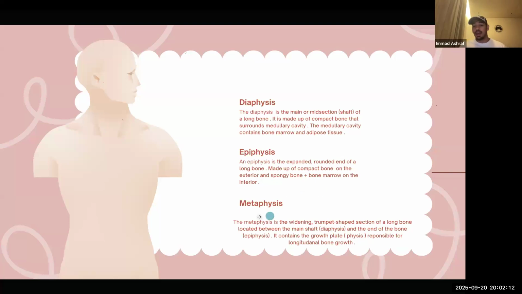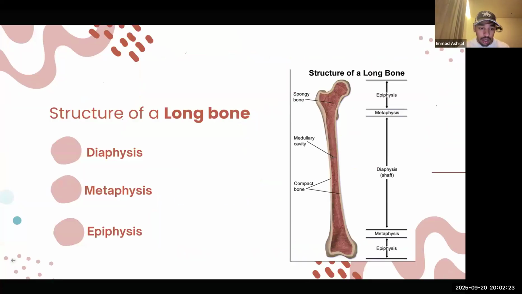And then you have the metaphysis. Now, the metaphysis is the thing that separates the diaphysis and the epiphysis. It's the widened section of the long bone between the diaphysis and the epiphysis. So this part over here exactly is the metaphysis. So like over here, you see, this is the diaphysis, right? And then over here is where kind of the epiphysis starts. So this part is the metaphysis, the part that's between them, okay?